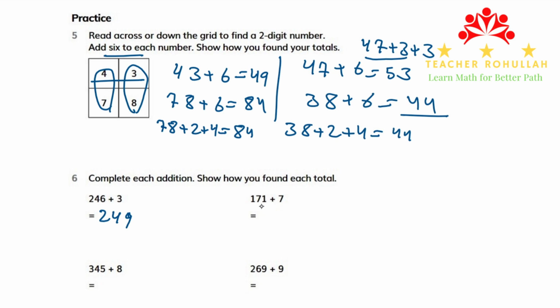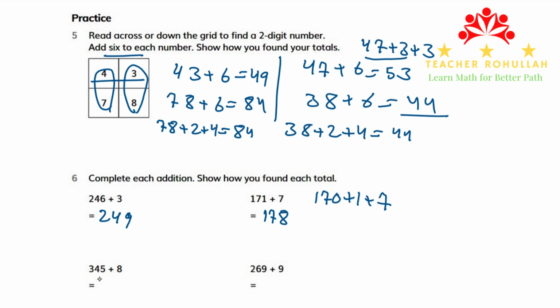In the second one, we have 171 plus 7. 171 plus 7 will be equal to 178. If we decompose 171 to 170 plus 1 plus 7, we know that 1 plus 7 is 8, and 170 plus 8 is 178. I'm trying to solve in each possible way so that you understand. But when you are working in your notebook or in your workbook, you can use your own way, but you have to find the answer.